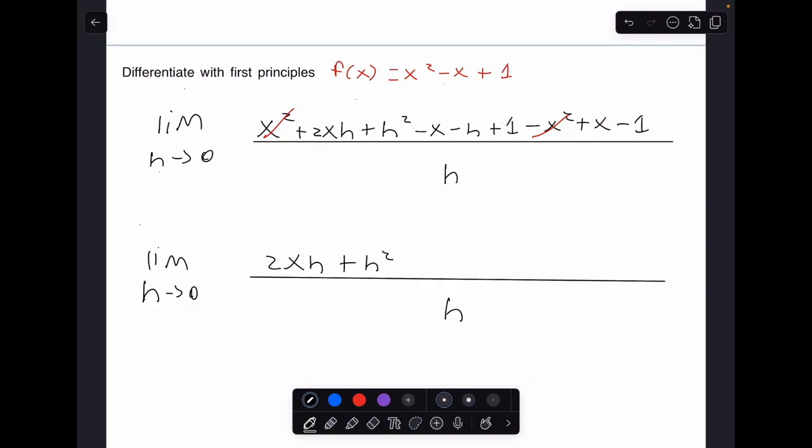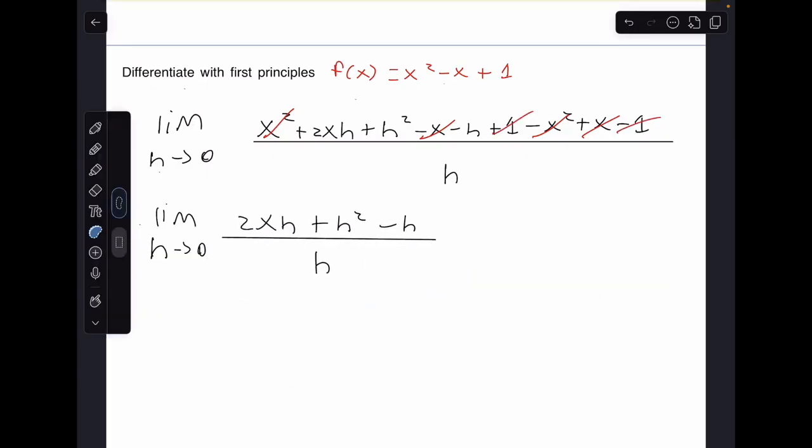Now we have negative x. Okay. Well, negative x, we can cancel that with positive x. Now we have negative h. Negative h also goes in here. And then we have plus 1 and minus 1. So cancel out these ones. Okay, so we're basically done now. All we need to do is take the limit.